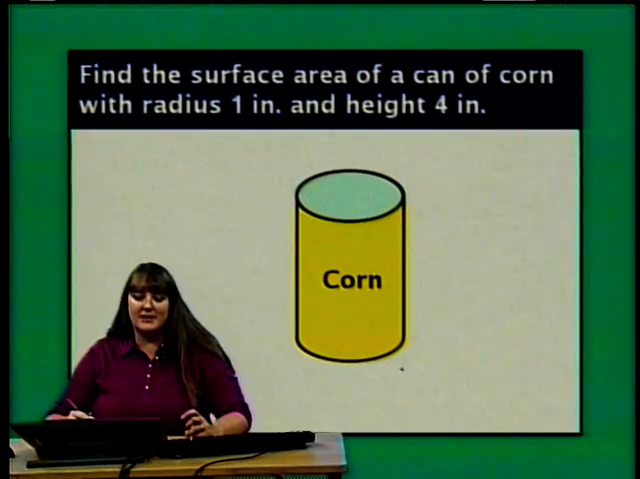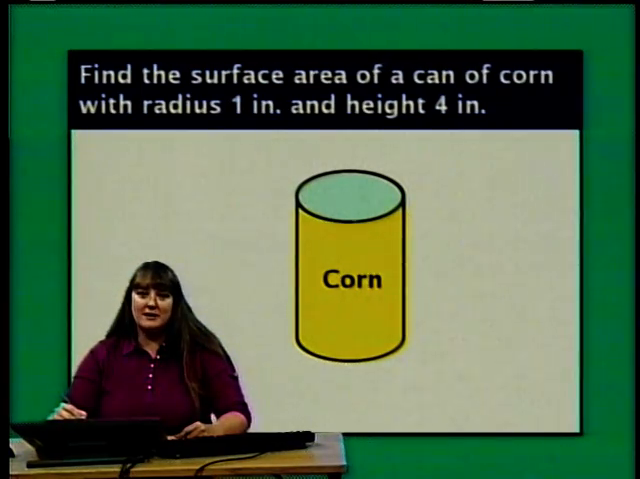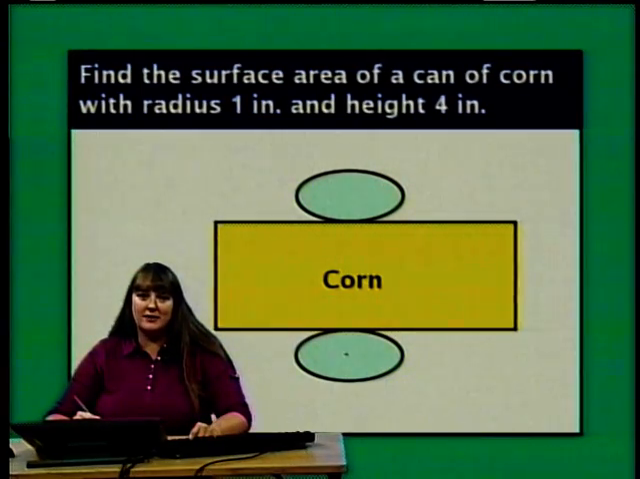Now I want to look at an example. Find the surface area of a can of corn with radius 1 inch and height 4 inches. To think about how to find the surface area here, I'm going to think about the boundaries of this can. So I know that I have a circle at the top of the can and a circle at the bottom of the can. Well, what I'm going to do is cut my can vertically and then lay it out flat. When I do that, I get a rectangle. And then the top and bottom of my can are circles. So let's lay those out flat too.